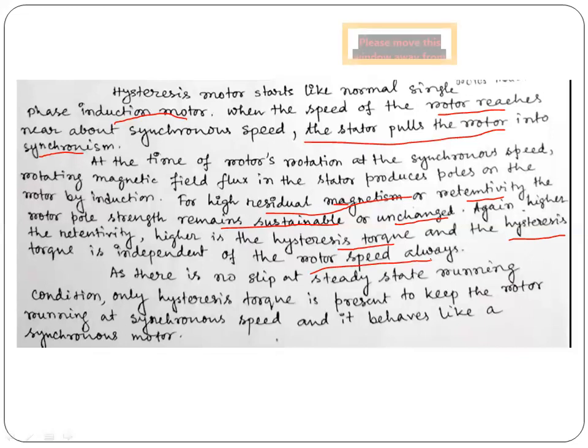As there is no slip at steady state running condition, only hysteresis torque is present to keep the rotor running at synchronous speed, and it behaves like a synchronous motor. Okay, so that's all about our hysteresis motor.